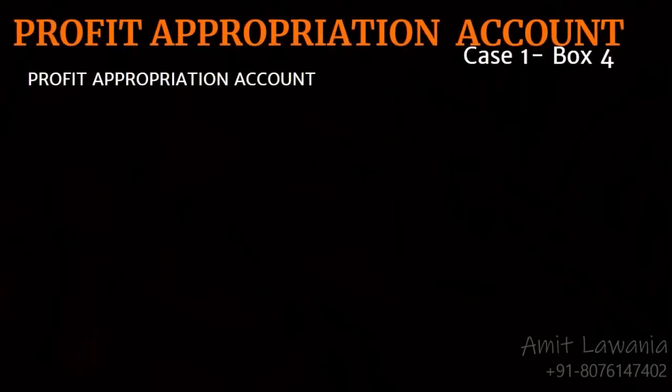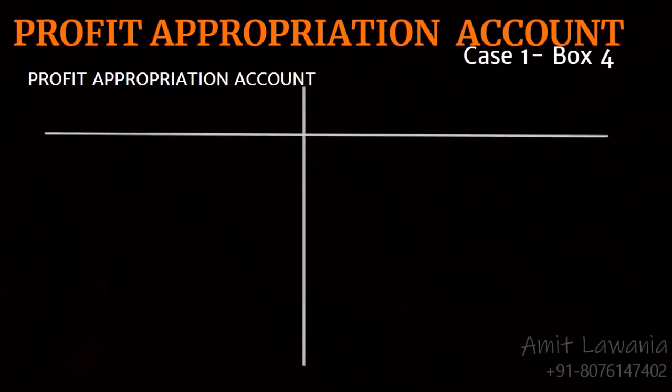Now we get to the final box, the profit appropriation account. We have arrived at the ledger account that will get us full marks in the exams. The account is prepared as any other ledger account. So we start by drawing the lines and format first. Debit side on the left, credit side on the right.